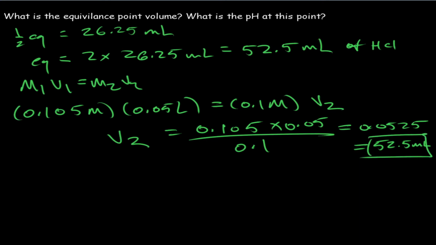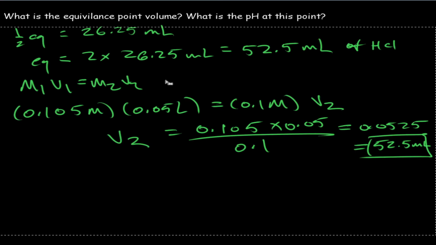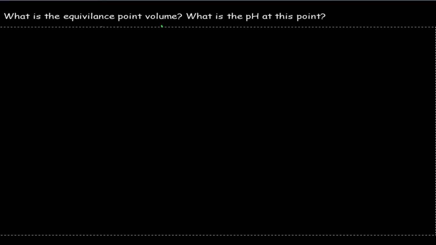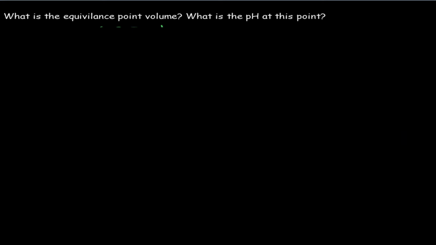So that's another way of calculating our equivalence point volume. So our next question is, what is the pH at this point? So when we have added 52.5 milliliters of 0.1 molar HCl, what is the pH? The first thing to do is to calculate the moles of HCl we're adding.